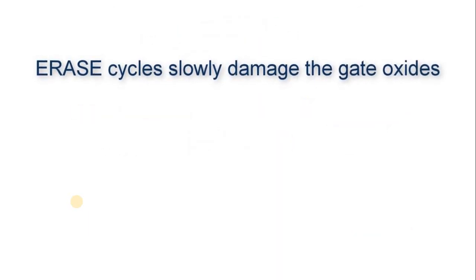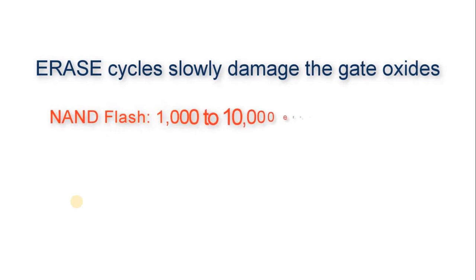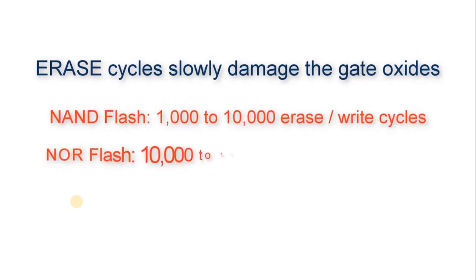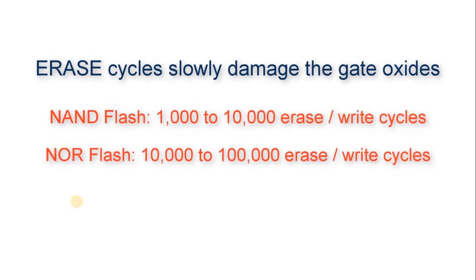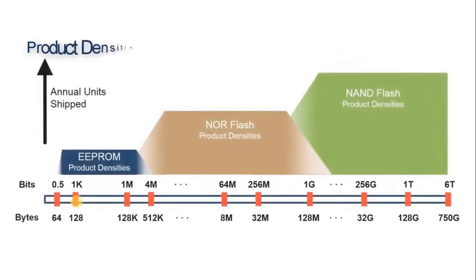Writing your flash slowly damages the memory structure. Again, see our other videos to understand why that is. Most new NAND flash parts specify only 1,000 to maybe 10,000 erase-write cycles before destroying the part. NOR flash number is more like 10,000 to 100,000.